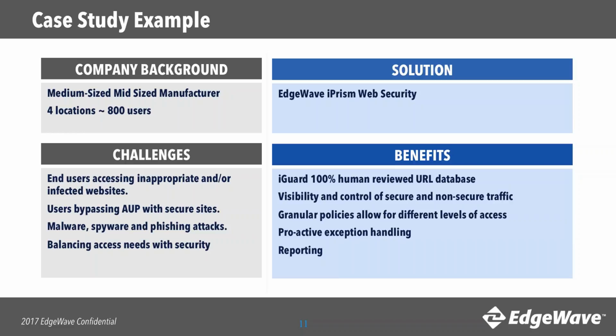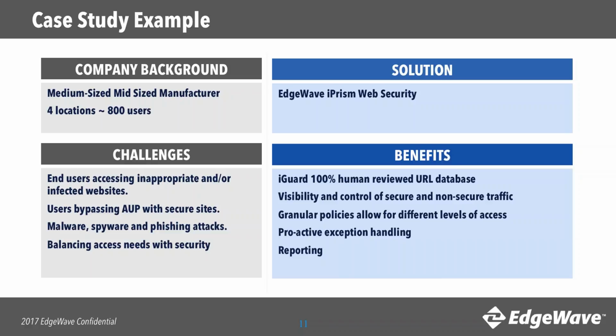They're a medium-sized manufacturer. They've got 4 different locations, 2 of which are outside the U.S. There were about 800 users in total. They were looking at issues with user access because of their geographic displacement, different types of policies they needed. So they needed some granularity.